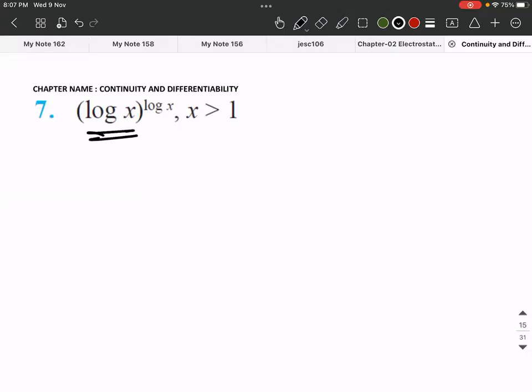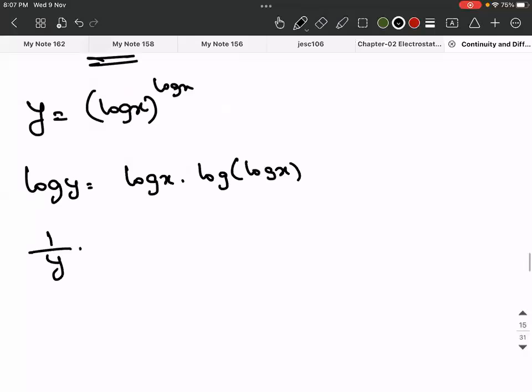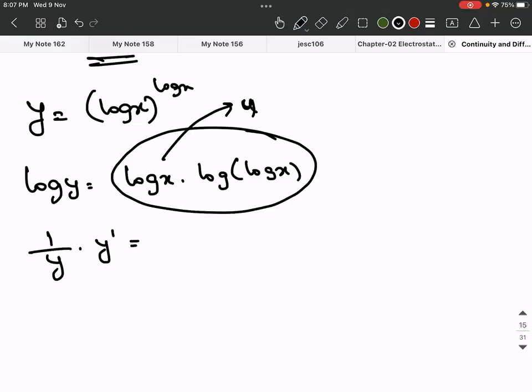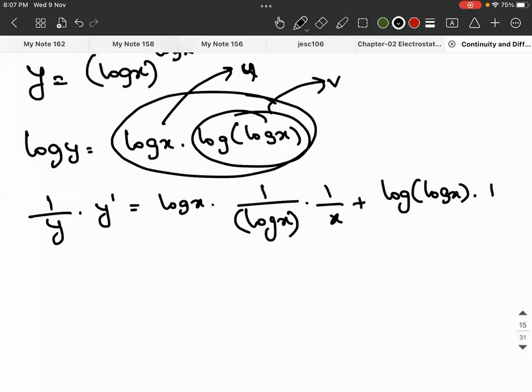Yes, sir. So y is equal to log x to the power of log x. Take log on both the sides. Log y will be equal to log x into log of log x. So 1 by y into y dash is equal to this. You will apply u and this you will write it as v. So u into v is log x into derivative of v, which is going to be 1 by log x into 1 by x, plus log of log x into 1 by x.